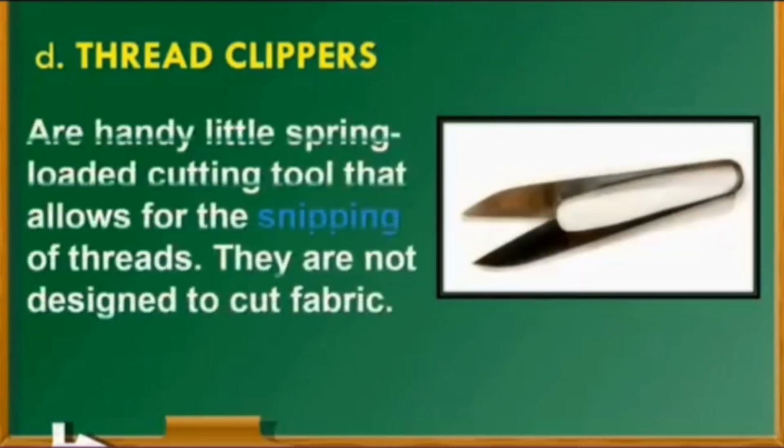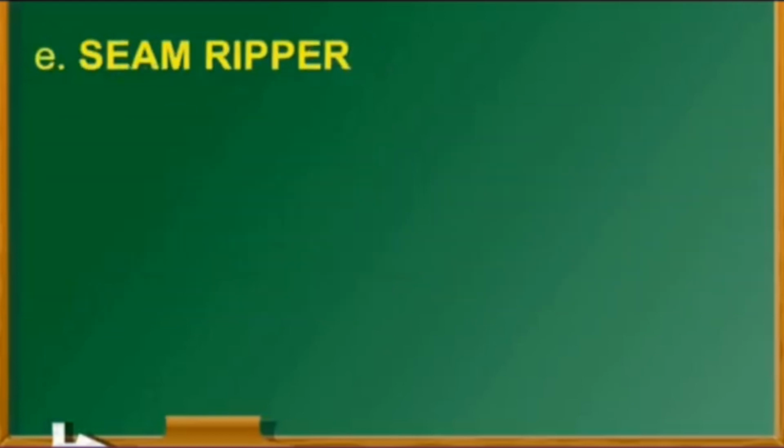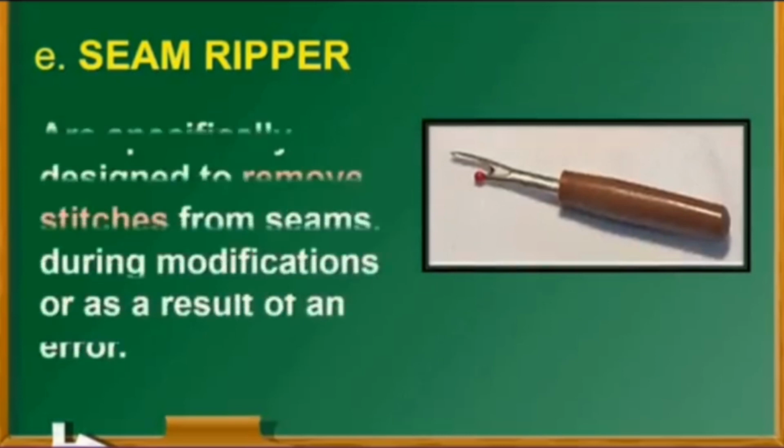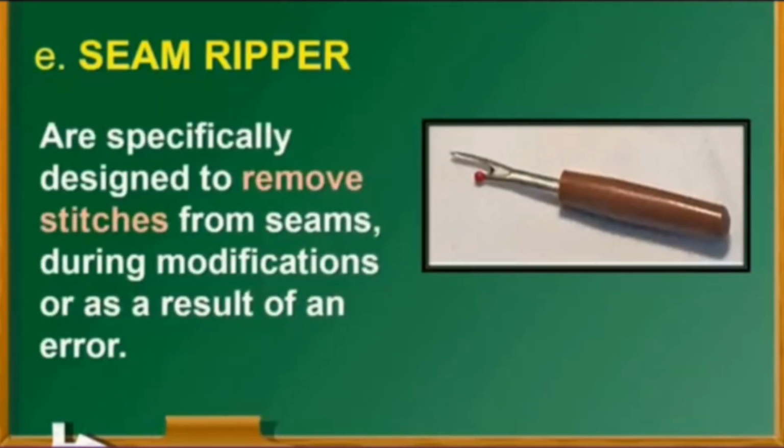Thread clippers are handy little spring-loaded cutting tools that allow for the snipping of threads. They are not designed to cut fabric. Another cutting tool is the seam ripper. Seam rippers are specifically designed to remove stitches from seams during modifications or as a result of an error.